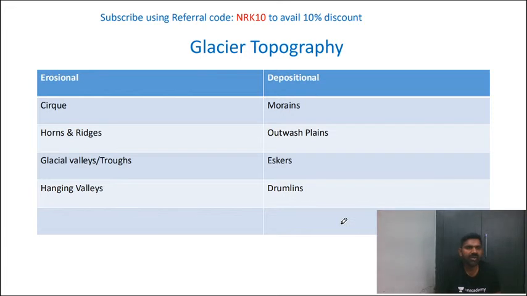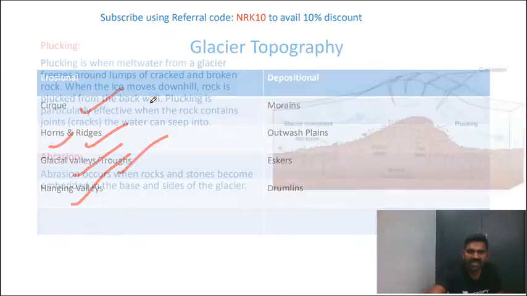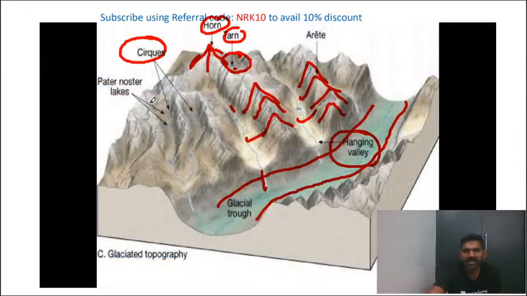So basically, because of the movement of the glaciers, we will have two things. One is the erosional landforms and one is the depositional landforms. When you come to erosional landforms: cirques, horns, ridges, glacial valleys, glacial troughs, hanging valleys. All these are the erosional landforms. Where did we see this? We can see all these things here.